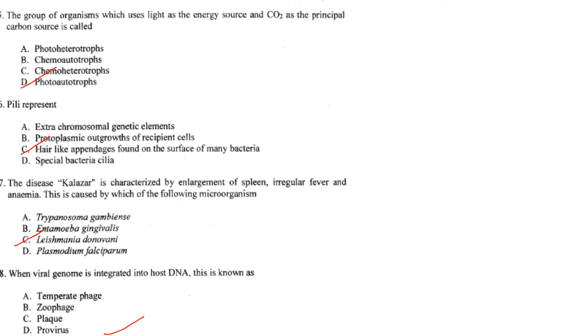Then pili represent hair-like appendages found on the surface of many bacteria. Answer is option C. Then the disease Kala-azar is characterized by enlargement of spleen, irregular fever and anemia. This is caused by which of the following microorganisms? It is caused by Leishmania donovani. Answer is option C. When viral genome is integrated into host DNA, this is known as... Integration of viral DNA results in permanent insertion of the viral genome into the host chromosomal DNA, referred to as provirus in the case of retroviruses, or prophage in the case of prokaryotic viruses. So the answer here is option D, that is provirus.